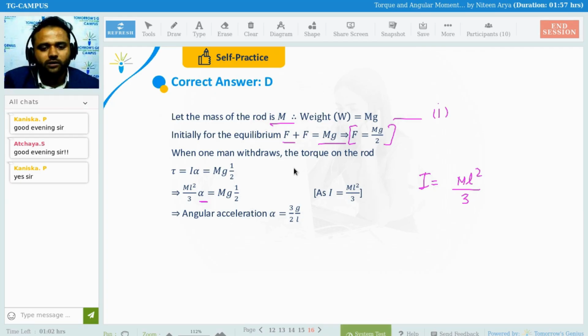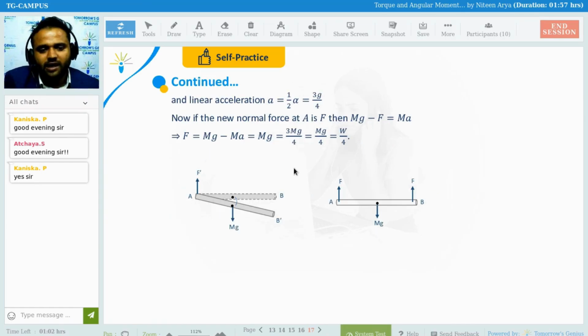So alpha is going to be 3g by 2L. We know this on the next page, that is written over here. Linear acceleration is R into alpha. So here R is going to be L by 2. Why so? Because as you can see on the next page, quite easily, R here is going to be L by 2. So the linear acceleration is going to be a, which is L by 2 times alpha. So that is basically 3g by 4.